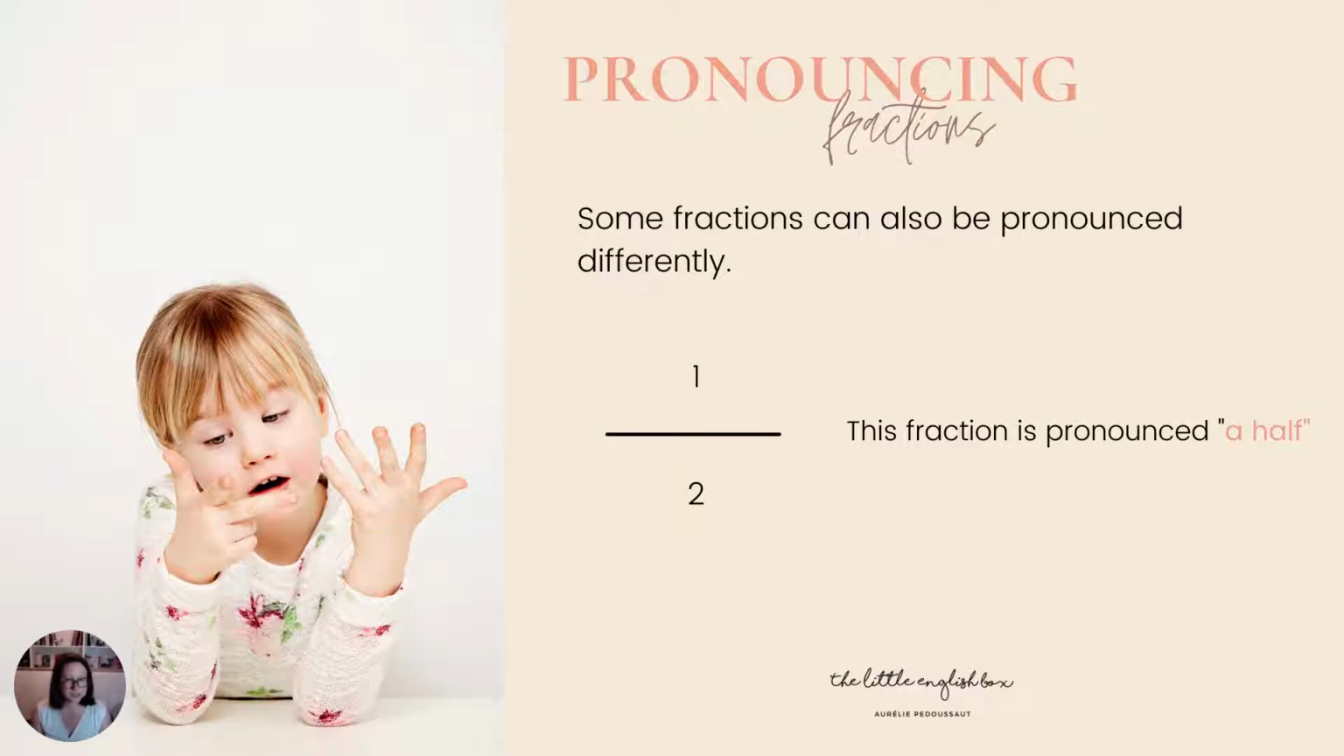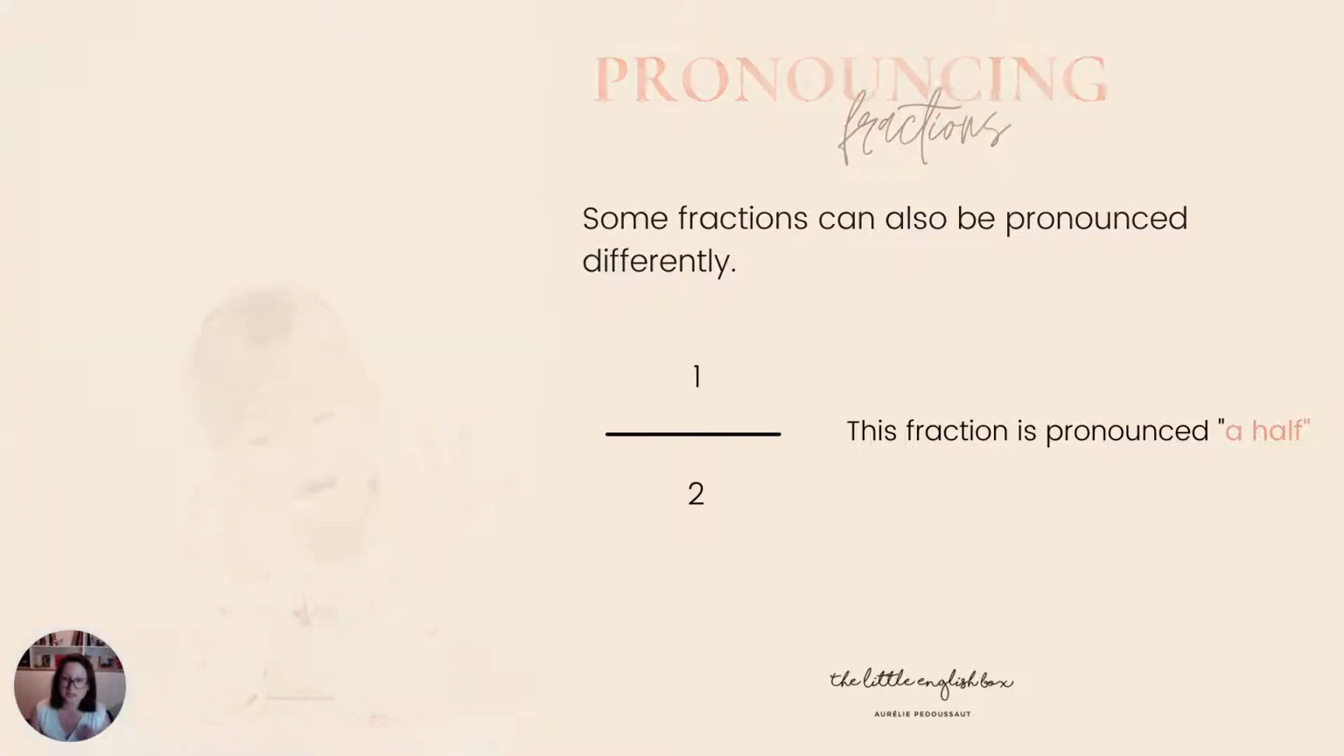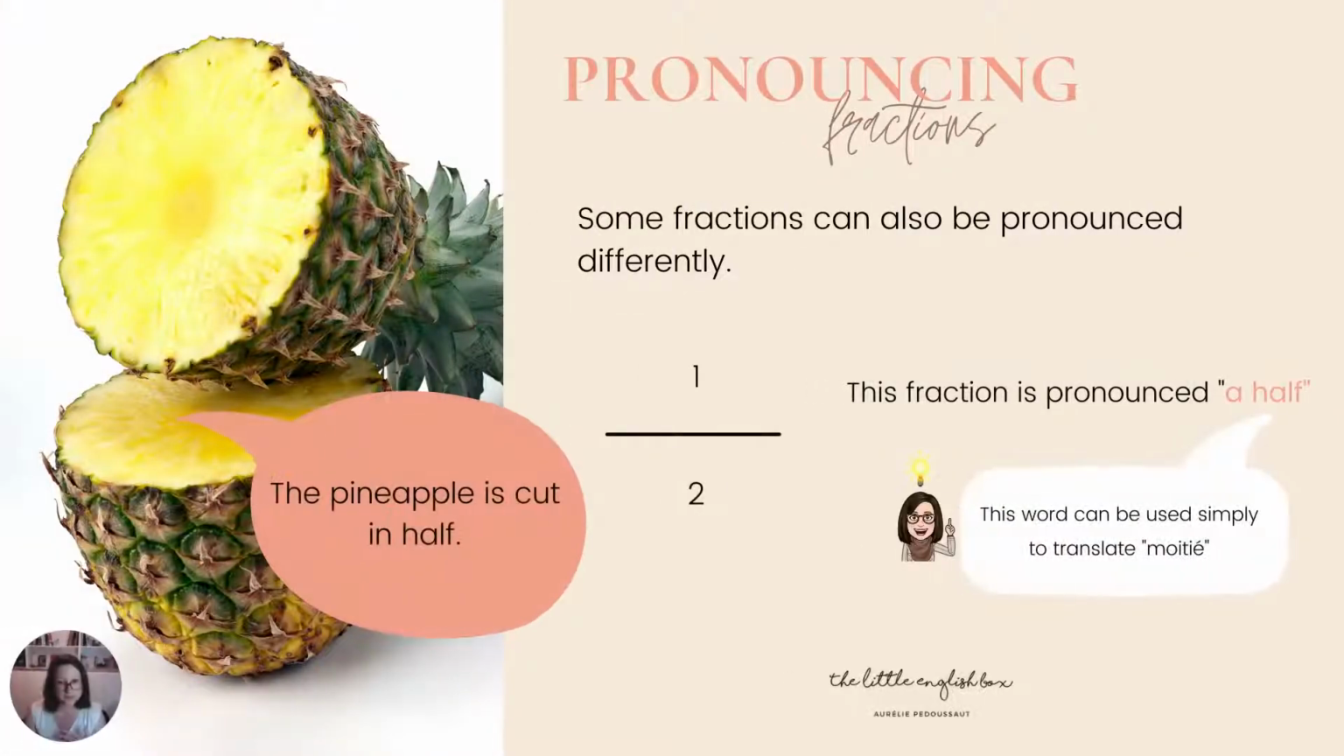Right, another one which is one particular vocabulary, this is one over two. So this fraction is pronounced a half. Half, you don't pronounce the L. And you can also say this word in other contexts. So for example, if you cut something like this pineapple, you're going to say this pineapple is cut in half, which would be the French for moitié.